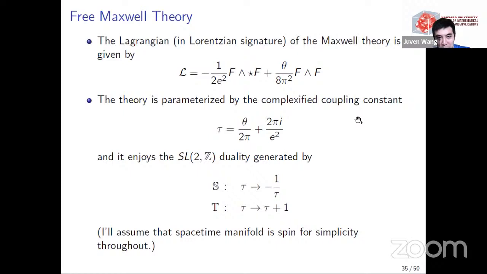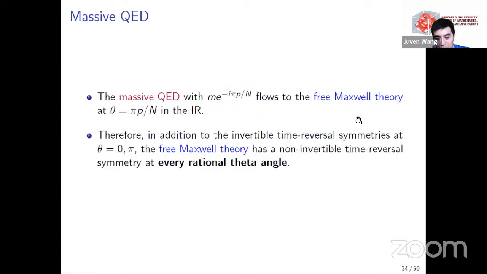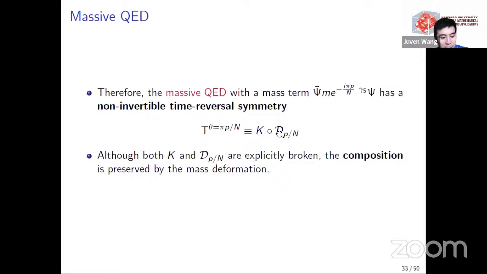When the mass term is off, M is zero, the time reversal, the invertible one, and also the non-invertible symmetry are both there, right? Only with the mass term on, some combination of them survives, which you call the non-invertible time reversal symmetry. That's correct, yes.